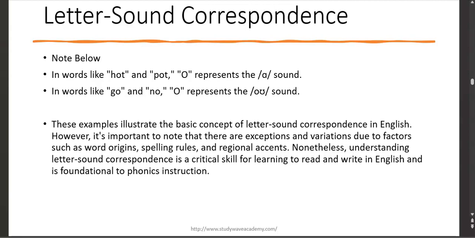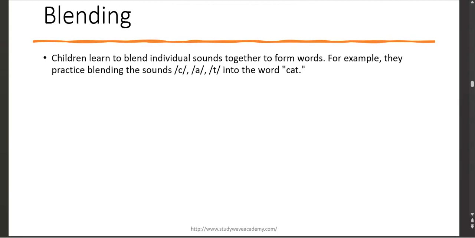Now, another major important thing that we look at under phonics is understanding blending. Now, blending, children learn to blend individual sounds together to form a word. Blending is just bringing the sounds that we're talking about, the sounds like k, t, all these sounds, together to form a word.